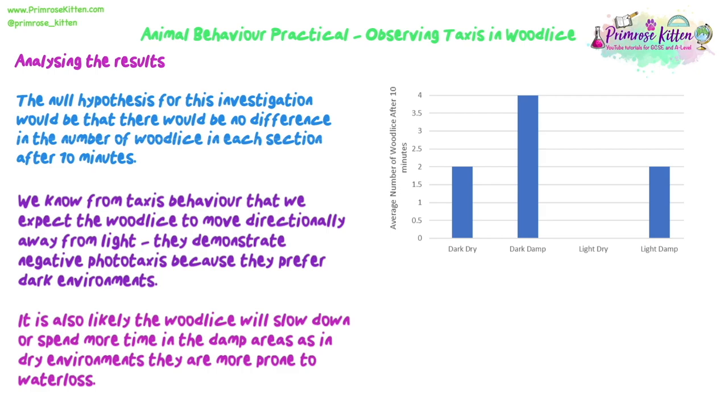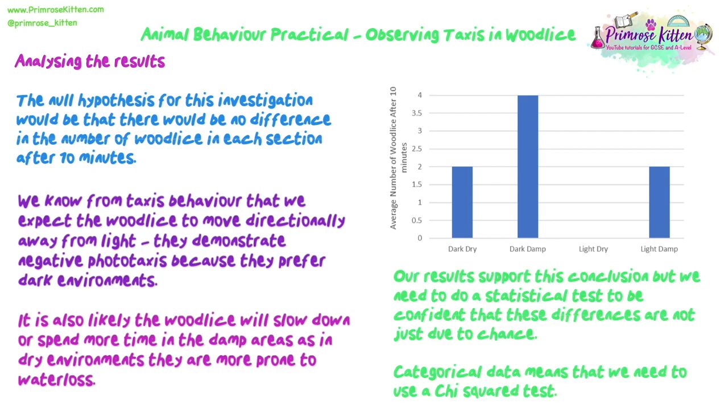So in order to test to see if these differences are significant, we need to do a statistical test. We can't just hand on heart say, okay, yeah, look, more woodlice went to the dark and damp, and therefore they were demonstrating negative phototaxis, and they spent more time in the damp than in the dry. And so therefore that demonstrates and proves our hypothesis. We can't say that this data backs up that suggestion unless we do a chi-squared test in order to prove it. And we're doing a chi-squared test because we have categorical data. They were either in a section or not. There was no in between.